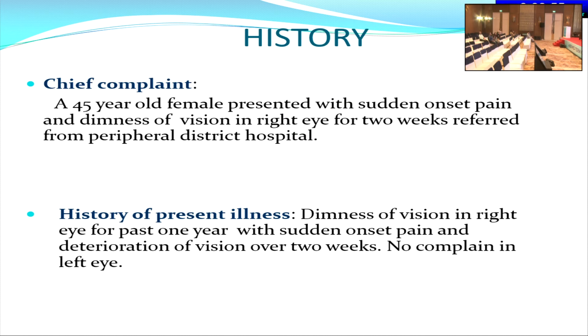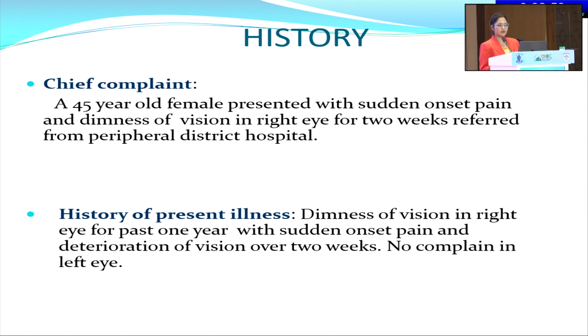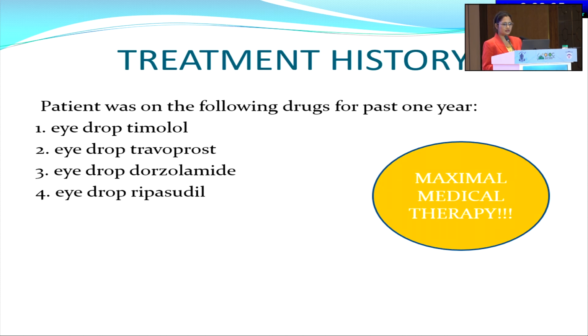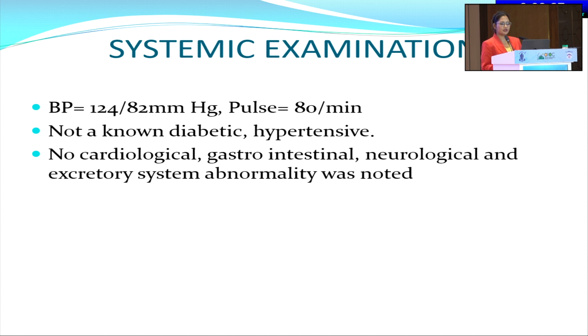A 45-year-old female presented with sudden onset pain and dimness of vision in the right eye for 2 weeks, referred from a peripheral district hospital. She had dimness of vision in the right eye for the past 1 year, with sudden onset pain and deterioration of vision over 2 weeks. No complaint in the left eye. The past history was not significant. In treatment history, the patient was on eye drops timolol, travoprost, dorzolamide, and ripasudil. Systemic examination was within normal limits.